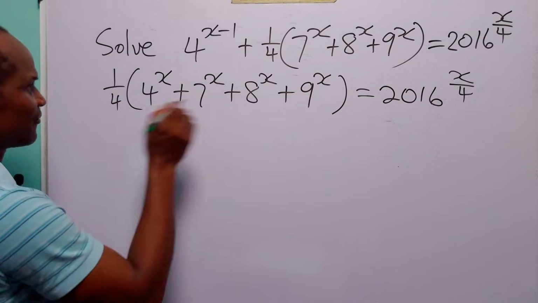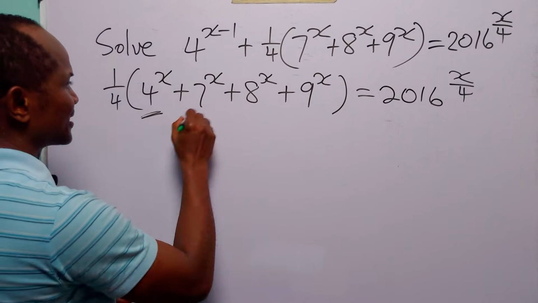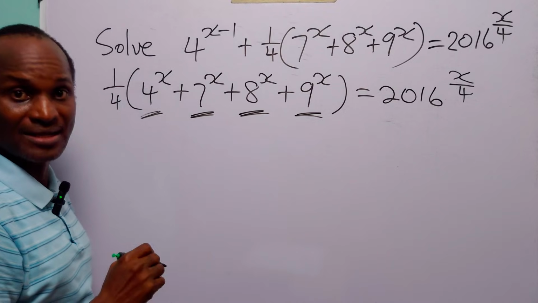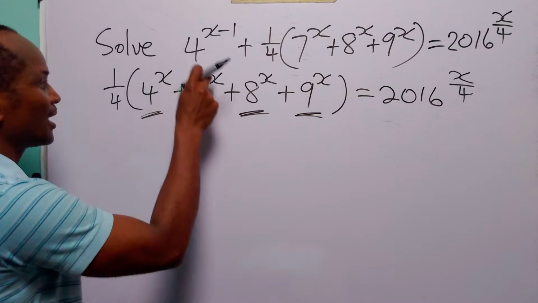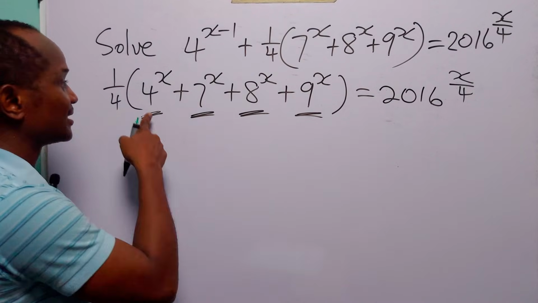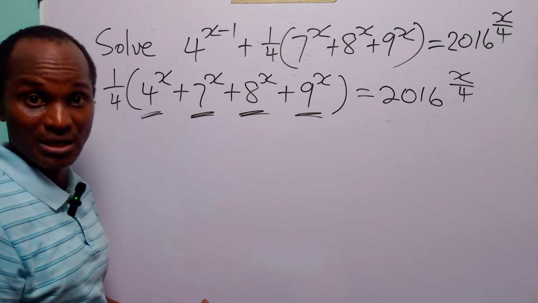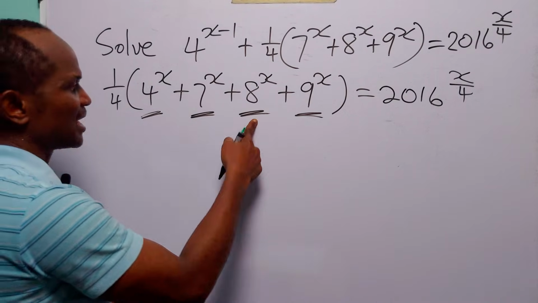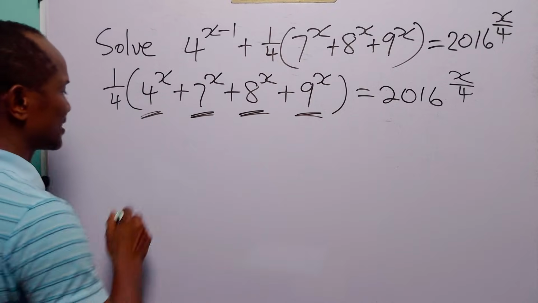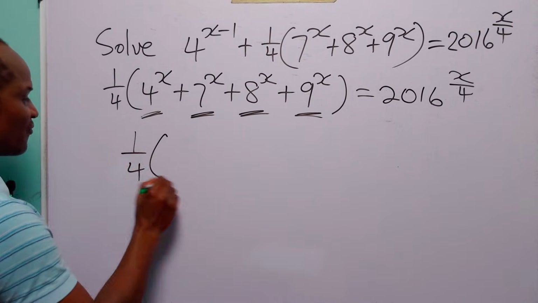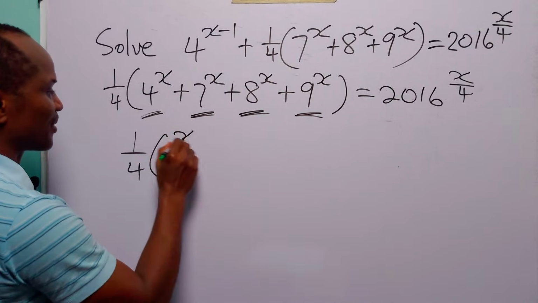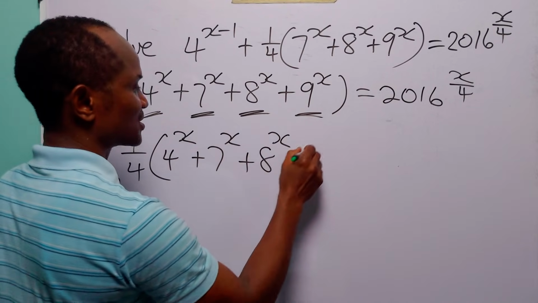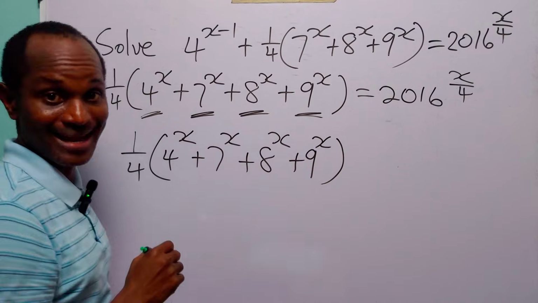Now, let us consider the four numbers: 4 to the power x, 7 to the power x, 8 to the power x, and 9 to the power x. Of course, you know that for all real values of x, these four numbers are going to be positive and, of course, real. Now, when we take the arithmetic mean of these four numbers, we have 1 over 4 times 4 to the power x plus 7 to the power x plus 8 to the power x plus 9 to the power x.